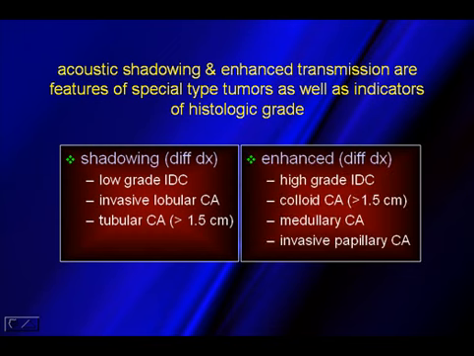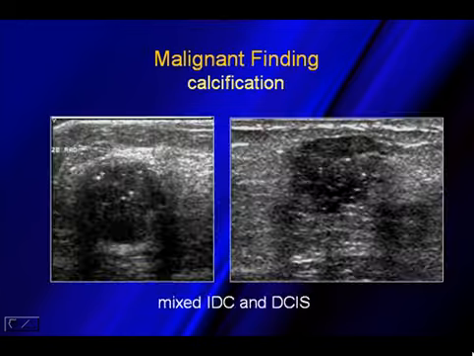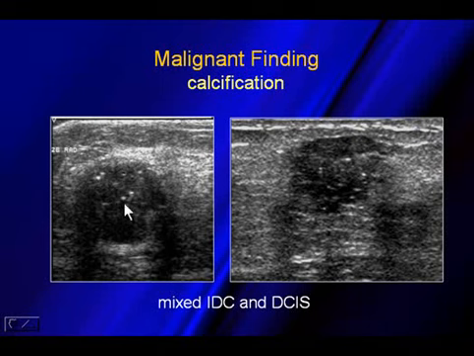Enhanced through transmission we'll see with our high-grade invasive ductal cancers, colloid carcinomas once they're over 1.5 centimeters, medullary and invasive papillary. The next finding we're going to talk about are calcifications. That tends to be more of a soft finding, which we'll see with DCIS. If you notice, we can see these tiny little calcifications inside the solid nodule.